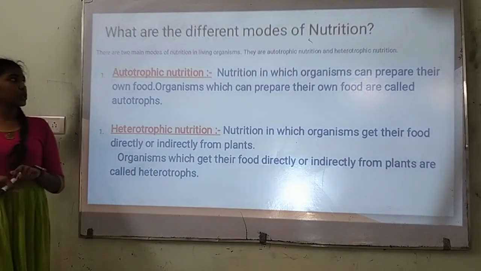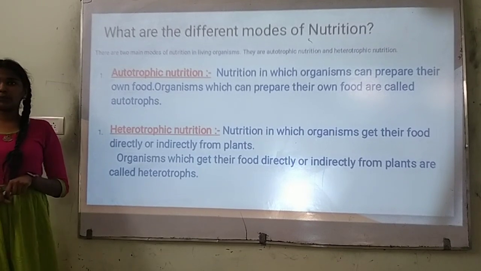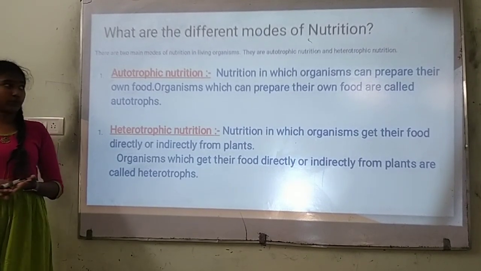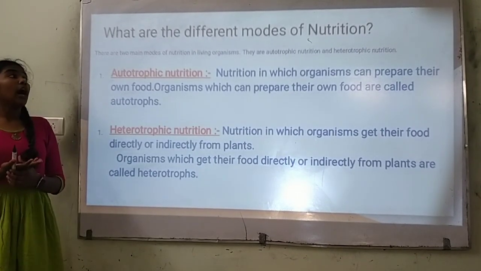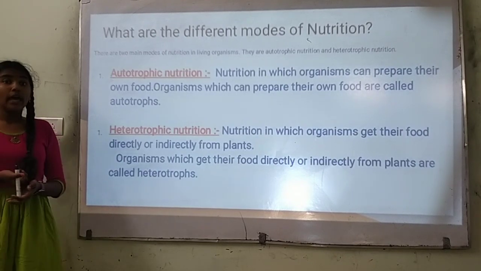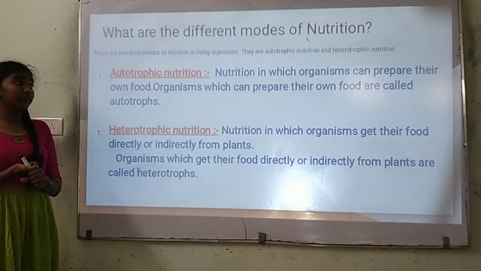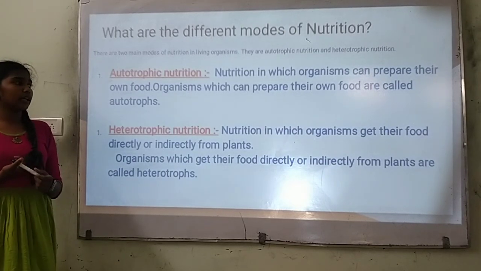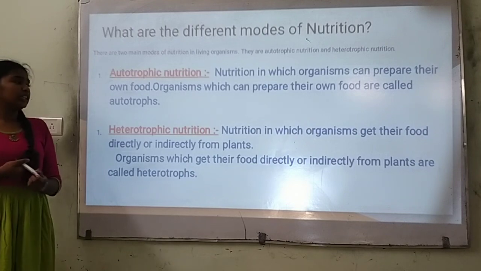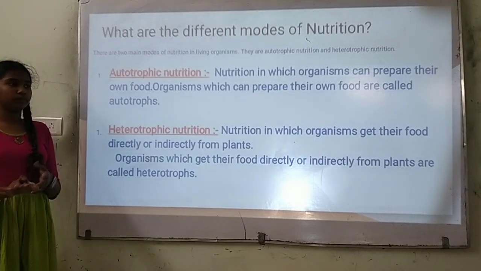What are the different modes of nutrition? There are two main modes of nutrition: autotrophic nutrition and heterotrophic nutrition. Autotrophic nutrition is that in which plants prepare their own food. And heterotrophic nutrition is that in which organisms get their food directly or indirectly from plants. They do not make their own food. Example, animals.